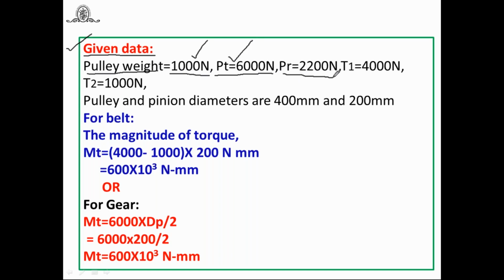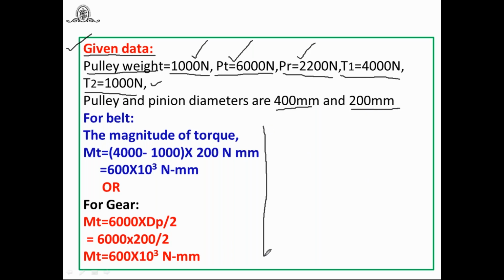Radial force 2200 Newton. Then the tight side tension. Always, the tight side tension is the maximum tension in the belt. Remember this thing. This is T1, and T2 is the slack side tension. Then the pulley and pinion diameters are given. Pulley diameter is 400 mm and pinion diameter, that is PCD, is 200 mm.